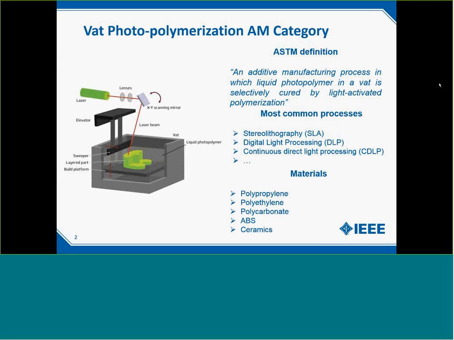in this presentation, where a layer is drawn on the surface of the liquid. After that, the building platform moves down, and the sweeper places another layer of material. Later, the laser starts doing another layer of the structure, and at the end of the process, the part needs to be removed, cleaned, post-processed, and finalized. The materials that can be used for this process, I just listed here 4.